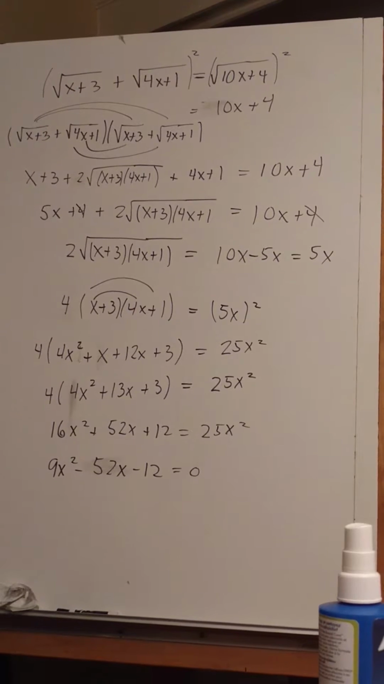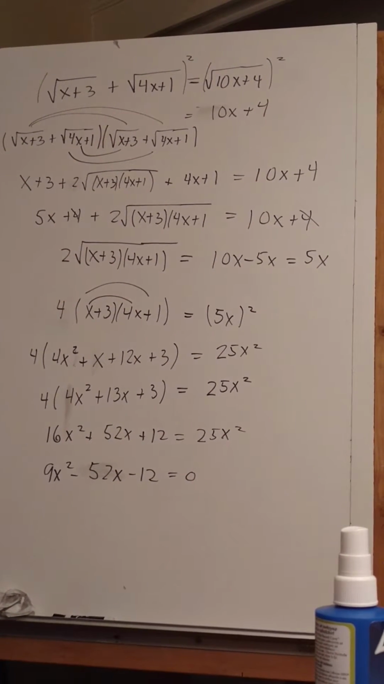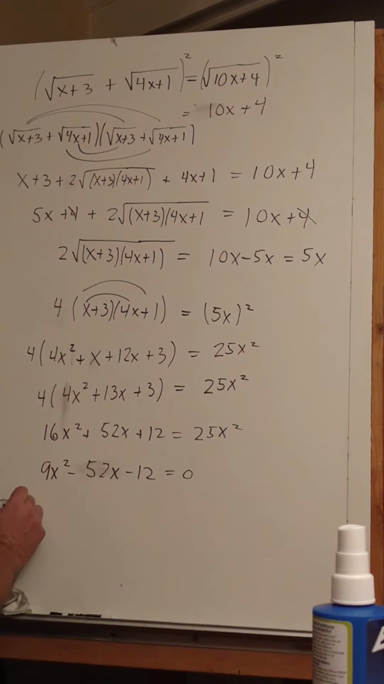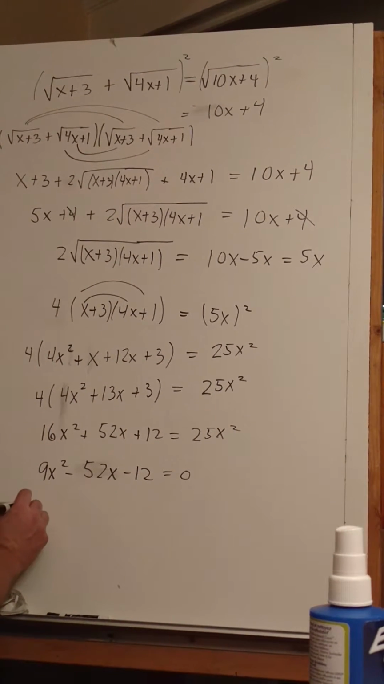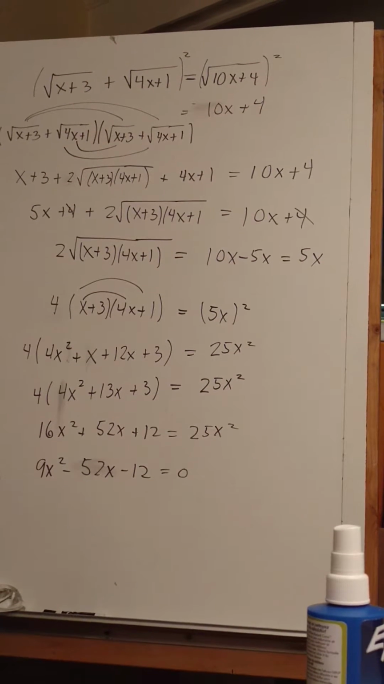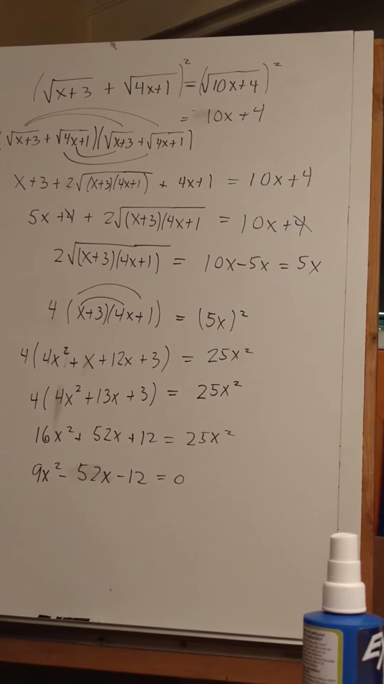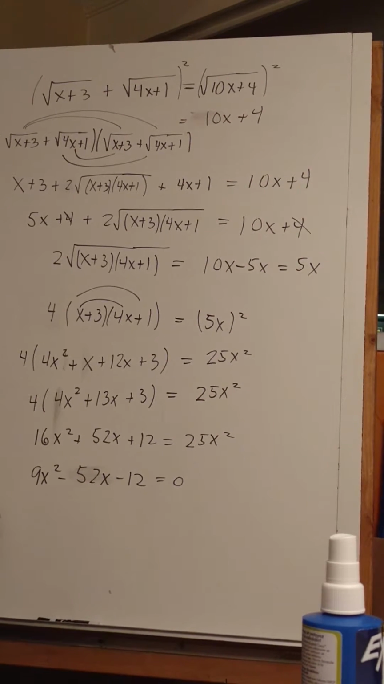Now, your book does factoring. I would not do factoring. It's 6 times 9. I would do the quadratic equation. So a is 9. Now let's see. Actually, can I divide everything by 3? No, I cannot. It's really easy to do the factoring.